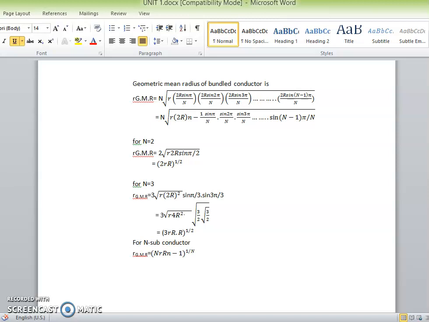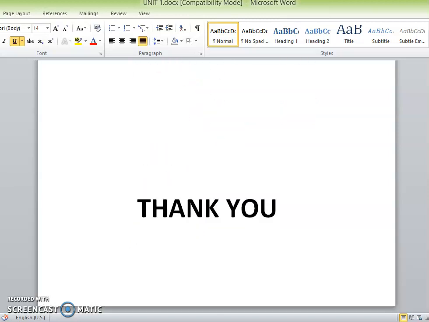Suppose 2 conductors in a phase, so put n equal to 2 and GMR will come out as the square root of 2rR. Suppose 3 conductors, then put the value 3 in the formula and the GMR will come out as the cube root of 3rR squared. So for n subconductors, the final formula comes out as the n-th root of n r R to the power (n minus 1). Thank you very much.